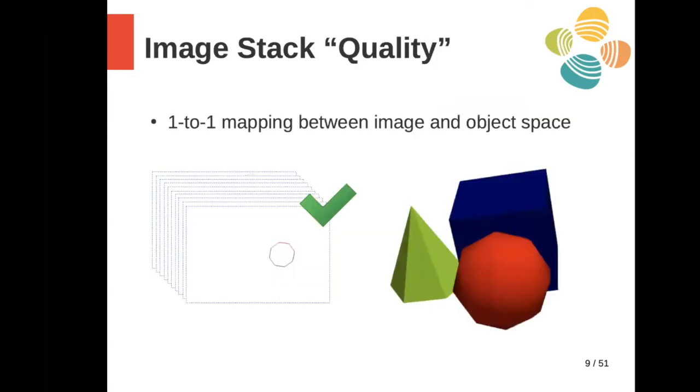What do we mean by a one-to-one mapping between image and object space? That would be an example where on the right-hand side is your object space, and hopefully your 3D vision systems are very good, and you can see that we have a ball and a cube and another triangular type shape in 3D. On the left-hand side is our image stack, and each one of the images in the stack is a slice through this object space. And we see that each one represents correctly the depth through the object space.